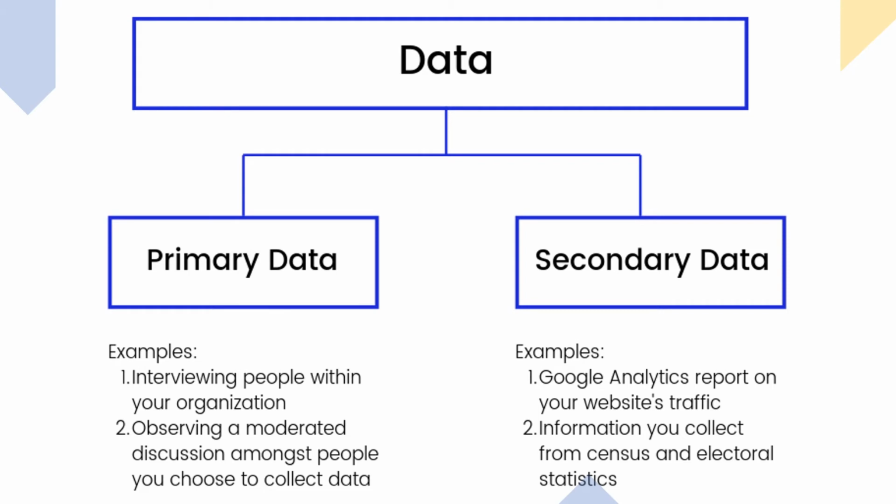Another way to classify data, as we mentioned, is into primary and secondary. So primary data is, for example, interviews or observations. Secondary data might be a Google Analytics report looking at your website traffic later on, or information that you collect from the census. Yeah, the census is primary data, but you going and collecting information from that census and turning that into a report, that would be secondary.